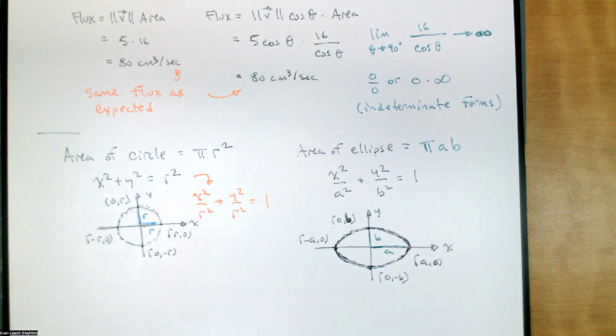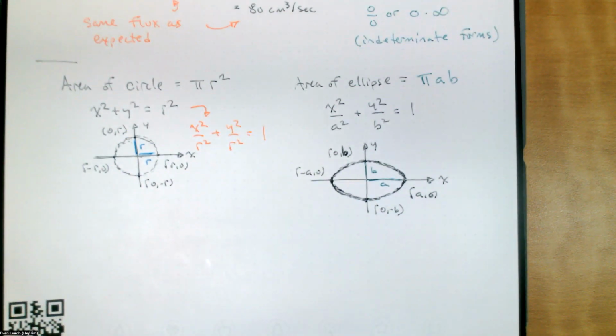The area of an ellipse is pi times A times B, where A and B are the big radius and the little radius. And this happens a lot, where we have very similar things.